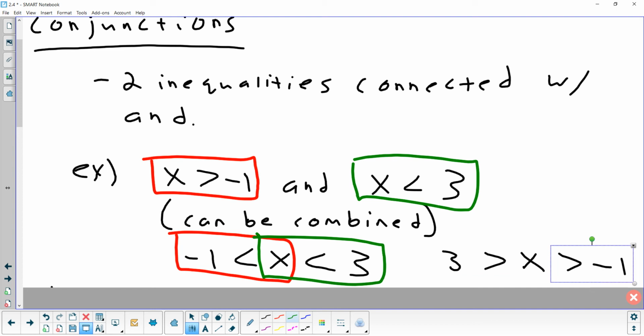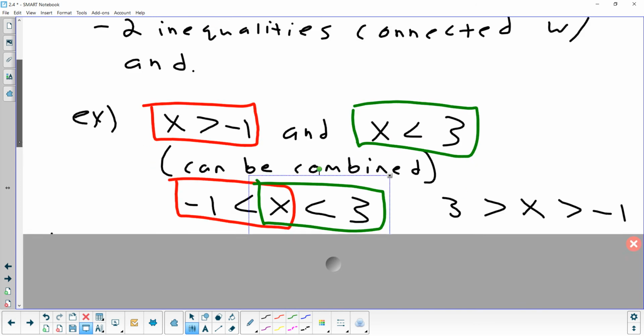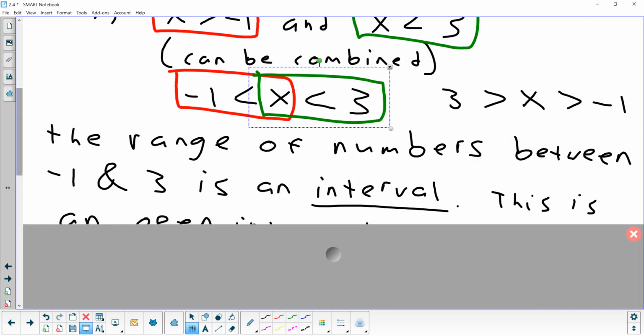Okay, I usually do it the first way I wrote down. Put the smaller number on the left, the bigger number on the right, and the inequalities point towards the smaller number. They still point towards the smaller number in the other way too, but I like to have the smaller number on the left. Any question about taking two inequalities and combining them into one? Or you might have to reverse it. Take something that's combined and split it apart into two. So basically what we're looking at here is called an interval.